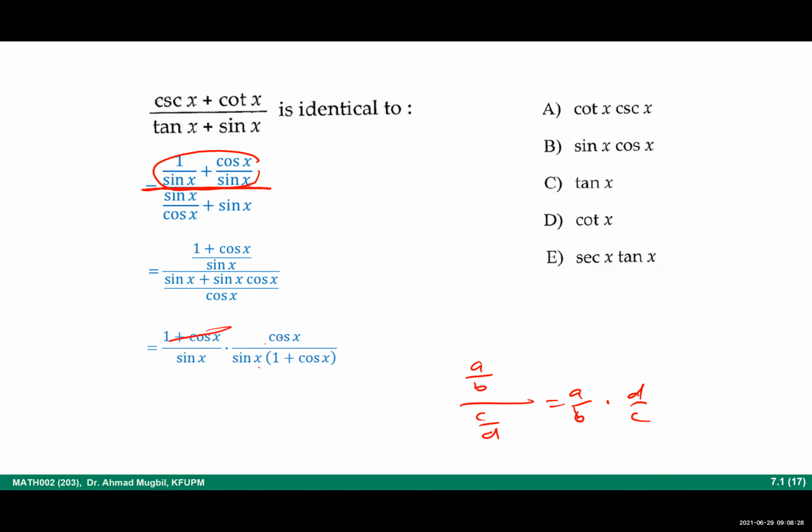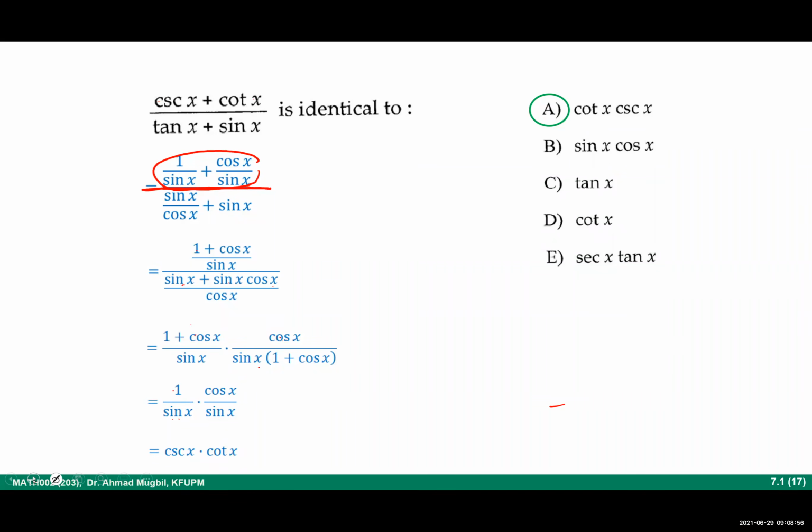Now, of course, this will be cancelled with this because sine here is a common factor. So you will have cosine over sine squared. So it will be 1 over sine, cosine over sine. 1 over sine is cosecant, cosine over sine is cotan. And this means that the right answer is what? It is the first one. Interesting.